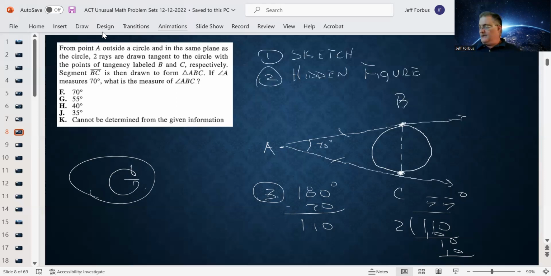Important things are going on here, guys. And with that being said, please look for hidden figures anytime that you see a figure drawn on this math test. All right, let's move on.